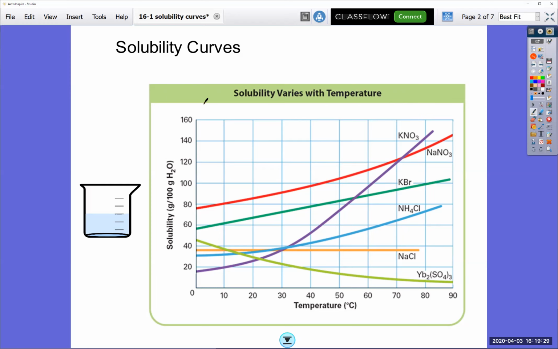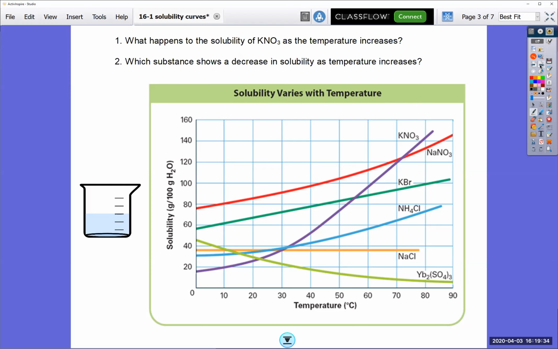Okay, so some of the best ways to understand solubility curves is to answer some questions. So question number one: what happens to the solubility of potassium nitrate as the temperature increases? We're looking at one specific salt, in this case potassium nitrate right here. Whoops, change it to a different color.